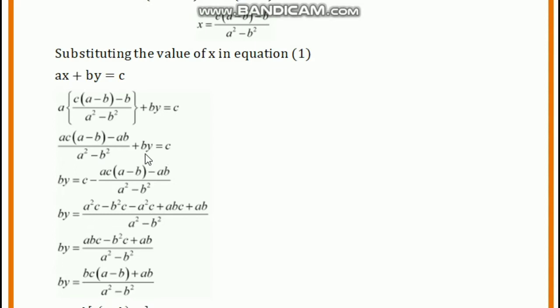Okay, actually here we need to find out the value of y, so this whole term transpose to right hand side. So if we transpose to right hand side, we get ac of a minus b minus ab divided by a square minus b square. Okay, next we need to subtract these two.